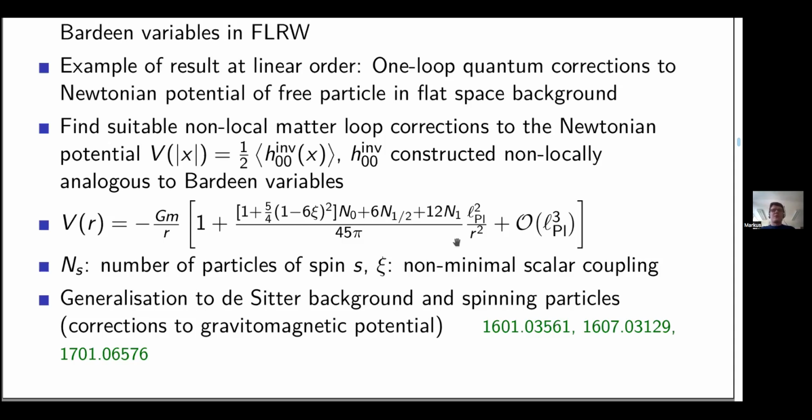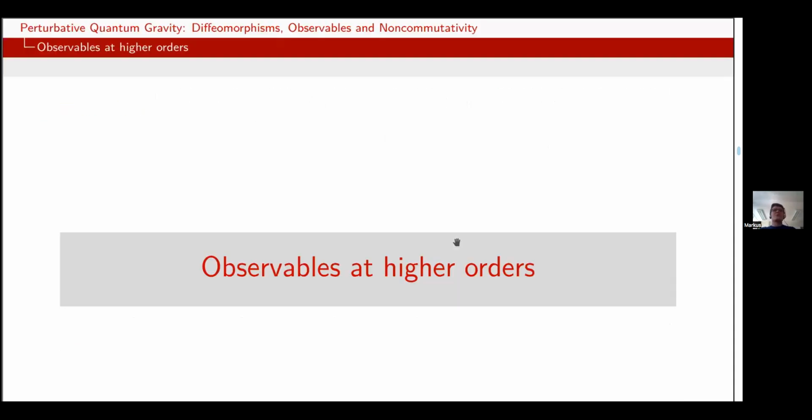If you quantize gravity, if you take background plus fluctuations, then also gravitons should fluctuate around and change this gravitational attraction, give some quantum effect, but that is higher order. That would not be an effect at linear order. So we have to go to higher orders. Observables at higher orders.